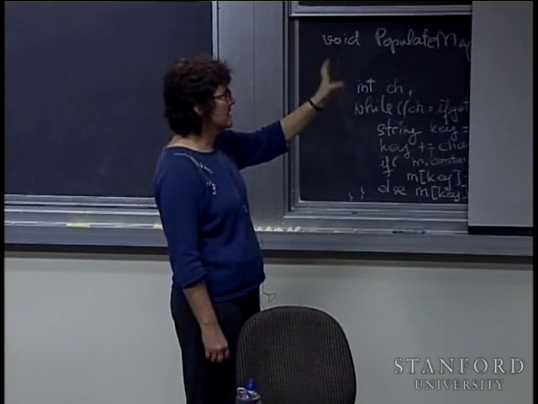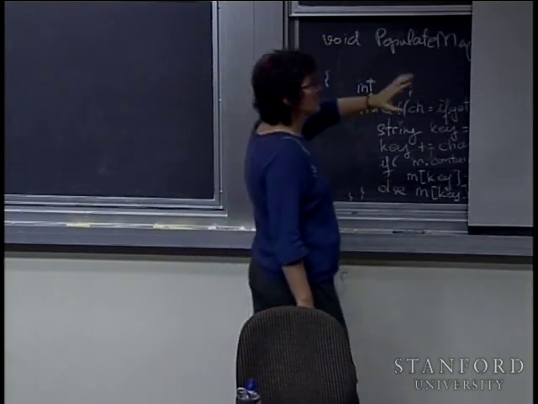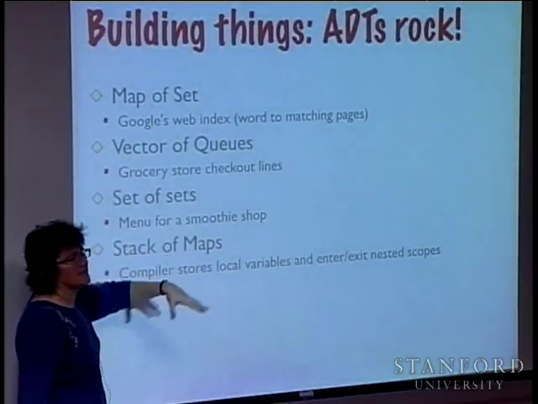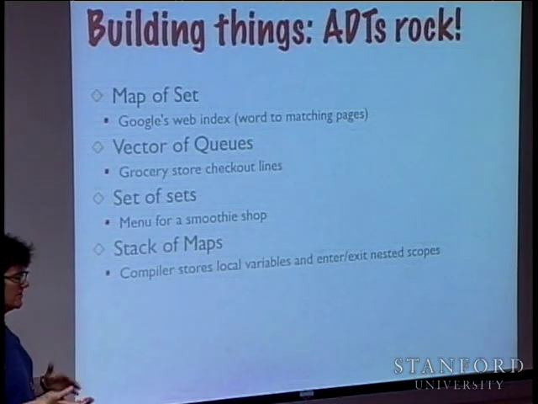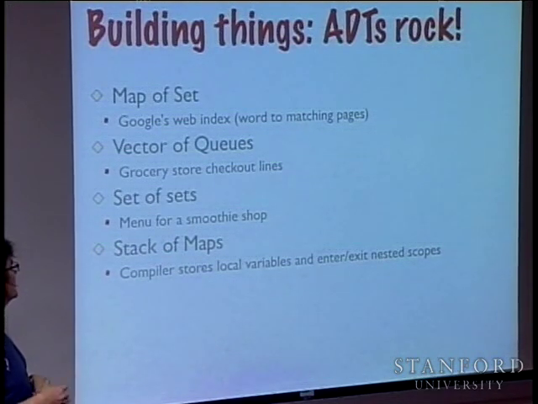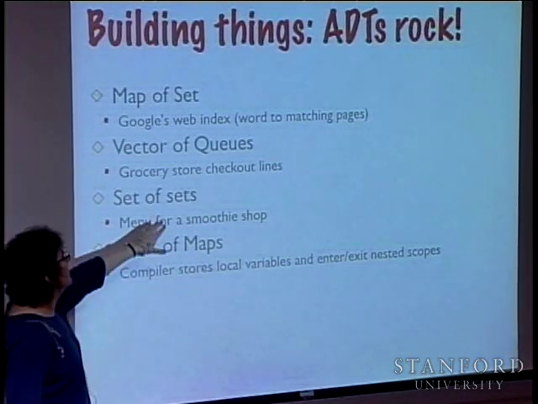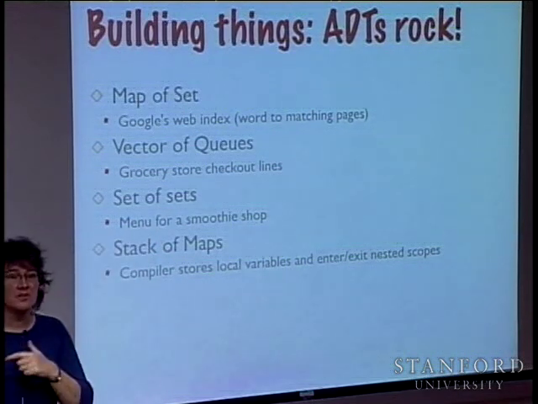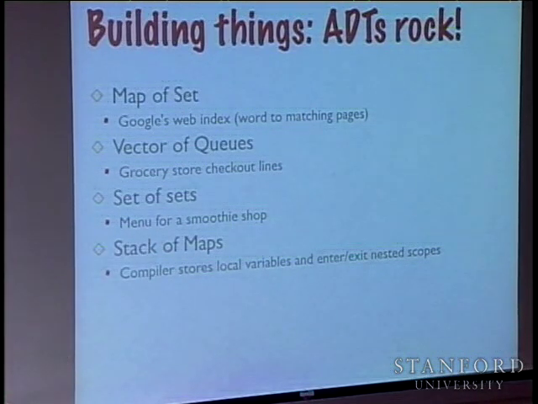And so I gave you a couple of examples here of things that might be useful. Like if you think of what a smoothie is, it's a set of things mixed together, some yogurt and some different fruits, some wheatgrass, whatever it is you have in it. And the menu for a smoothie shop is really just a bunch of those sets. So each set of ingredients is a particular smoothie they have, and then the set of all those sets is the menu that they post up on the board. You can come in and order.